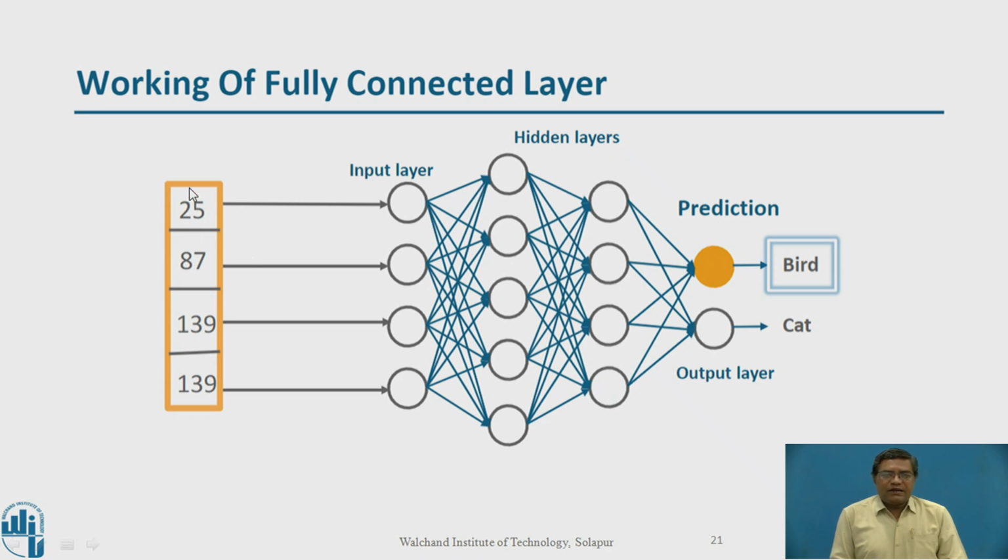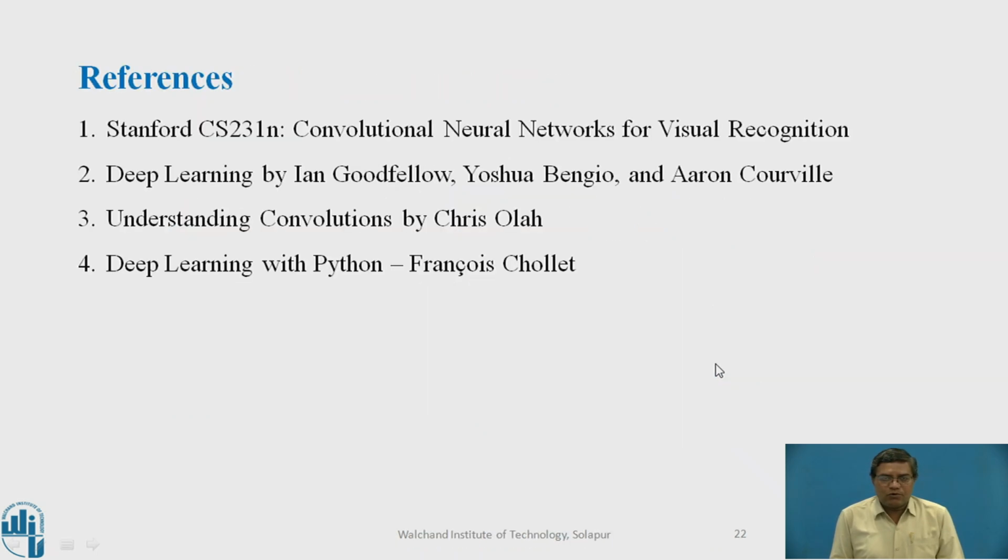Here the flattened input data is given to each neuron of the input layer, which is forwarded to the hidden layers. In the hidden layer, the weighted sum of the inputs is computed, and then the activation function is applied to produce the output for the next hidden layer. In this layer, again the weighted sum and the activation function are applied, and the output is produced at the output layer. If the input feature data is for images, then the output can be bird or cat, one of these two, if we have a binary classification problem.